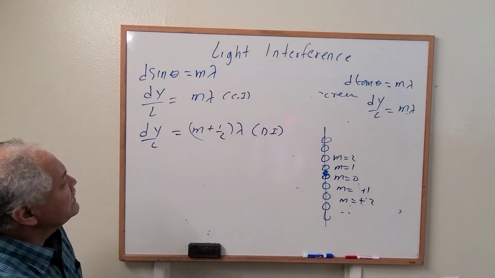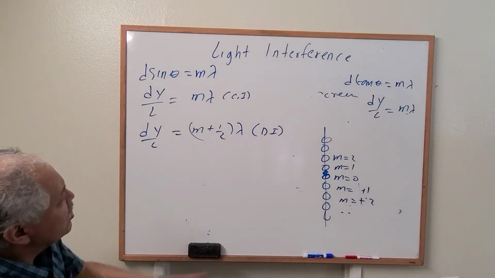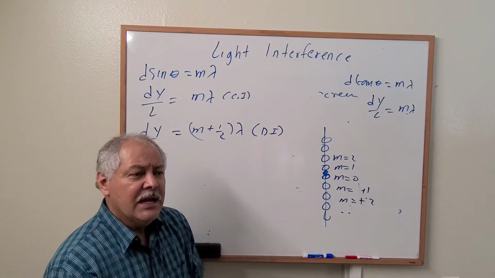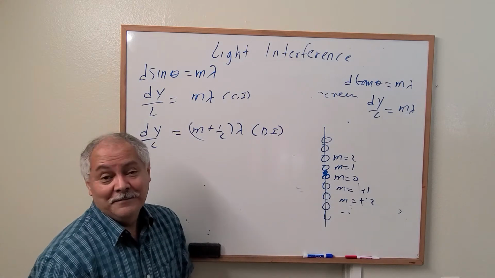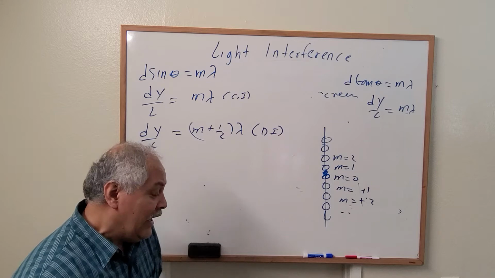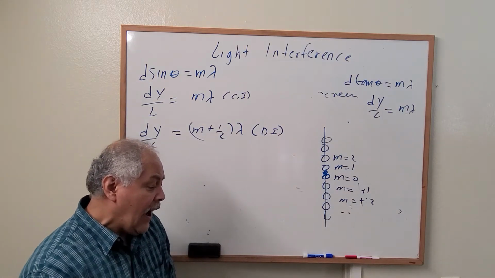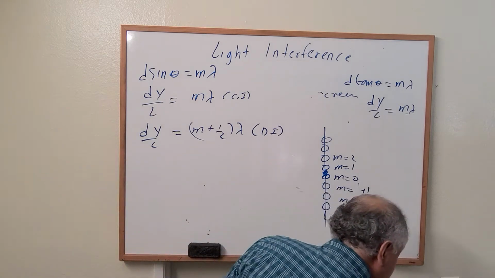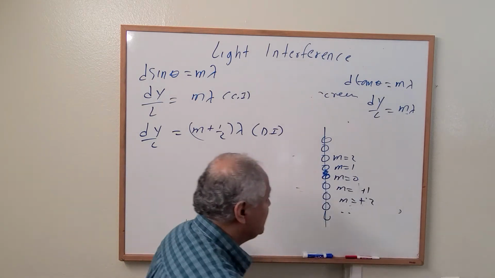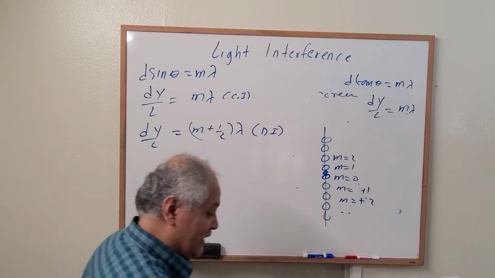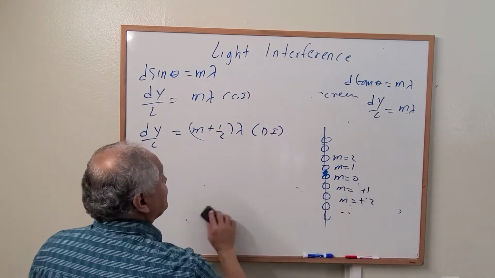So again, this is a very famous experiment because it shows that light behaves as a wave. So light must be a wave. Perfect. Now let's go to the next topic, which is thin film interference. Let's do it.